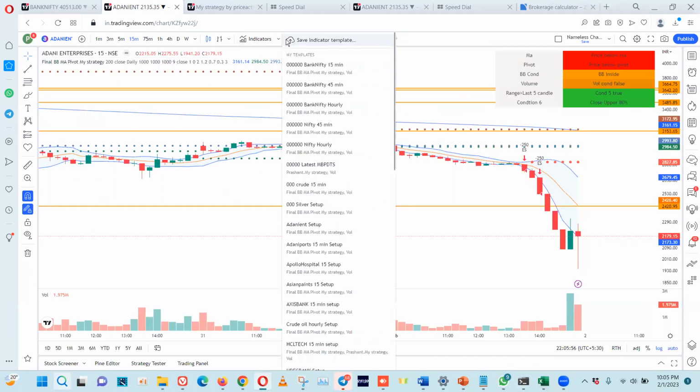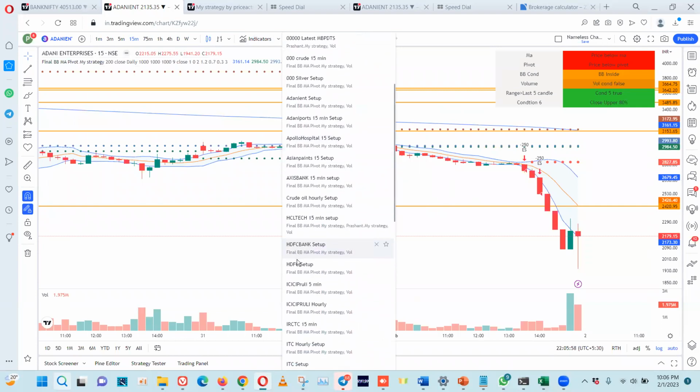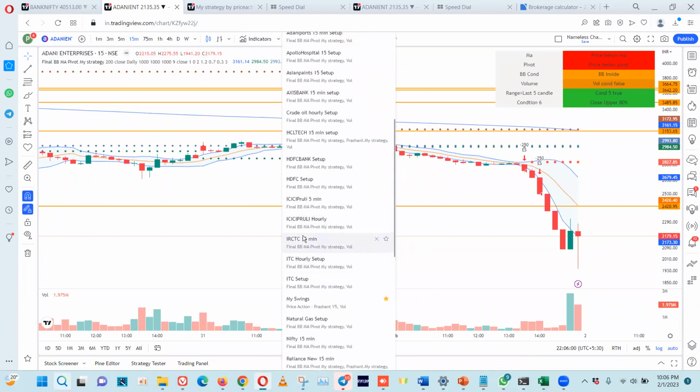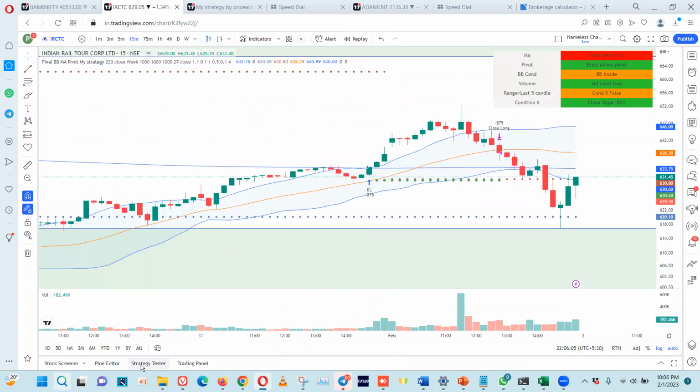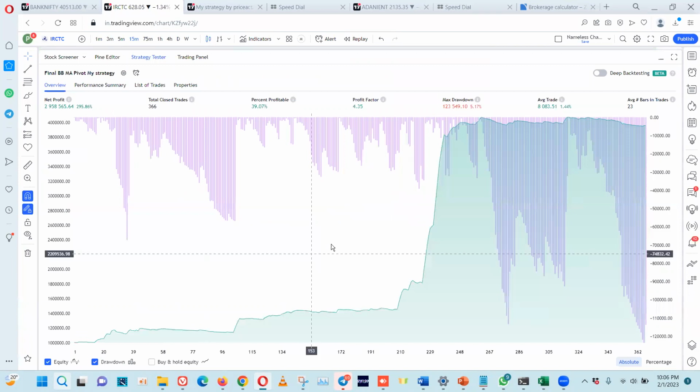If we go to IRCTC, it has given huge profits. But maximum profit has come from a few specific trades. We can see here, there was pyramiding here. And because of pyramiding, it has given huge profits. There was a rapid up move. And in that, it has given large profits. We'll see what is the number of trades. It is around 223. I'll show you.